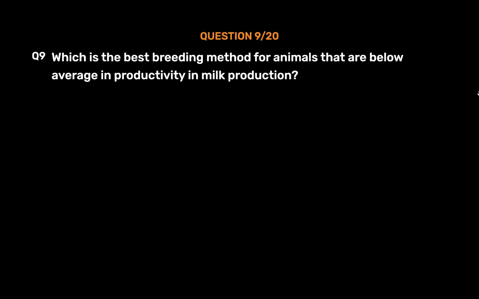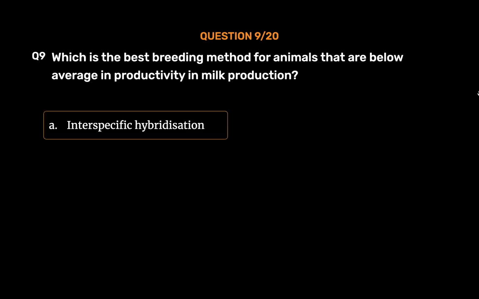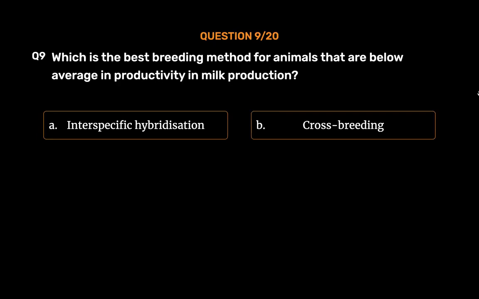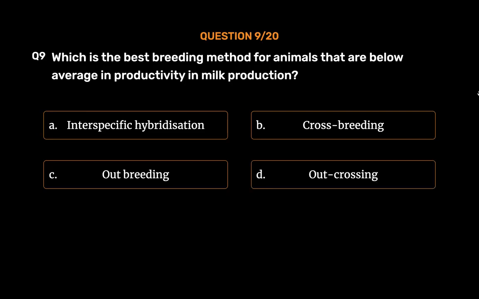Question number 9. Which is the best breeding method for animals that are below average in productivity in milk production? Option A. Interspecific hybridization. Option B. Crossbreeding. Option C. Outbreeding. Option D. Outcrossing. The correct answer is Option D.